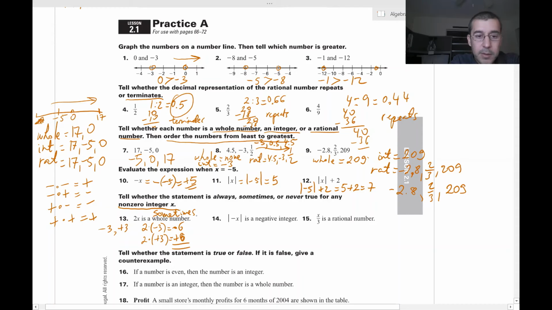Okay, because sometimes it is a whole number. 6 is a whole number, but sometimes we get minus 6, which is not a whole number. That's an integer. Okay, because x is a non-zero integer. So that could be minus 3 and 3.